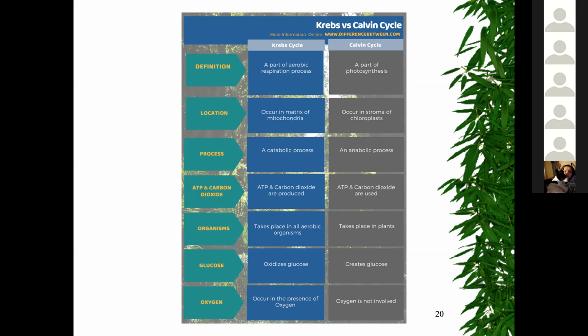The Krebs cycle oxidizes glucose. In other words, it takes it apart, releases the energy in its bonds, whereas the Calvin cycle makes glucose. And the Krebs cycle occurs in the presence of oxygen, requires oxygen. Oxygen is not involved in the Calvin cycle. So again, this is something that it will be worth your while to look at this again and think about these differences and what they mean in the overall production of food and the use of food.